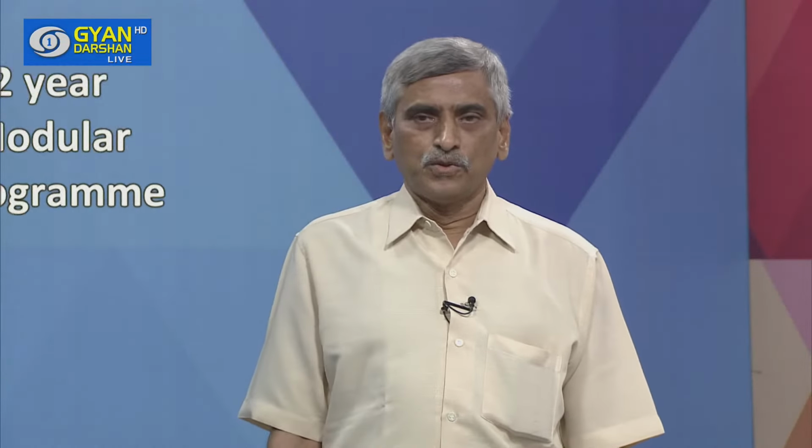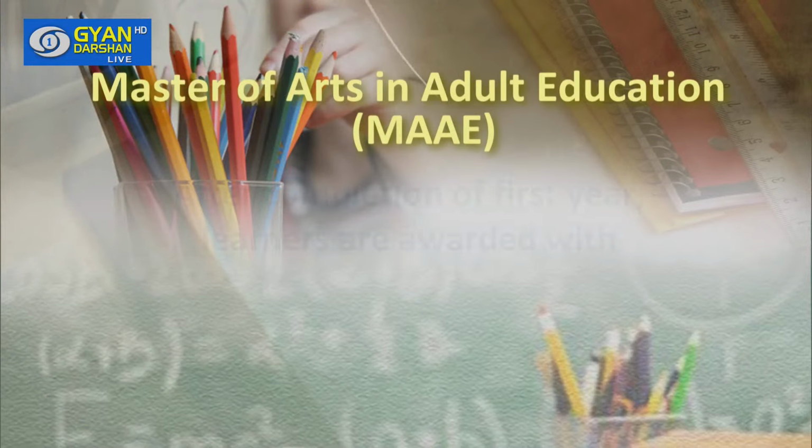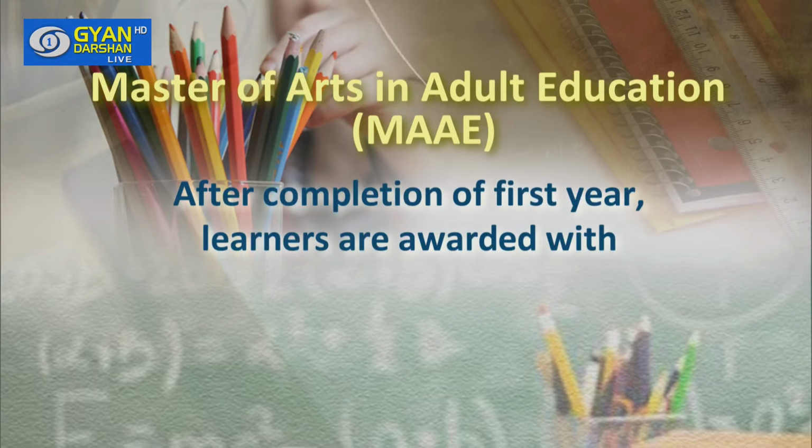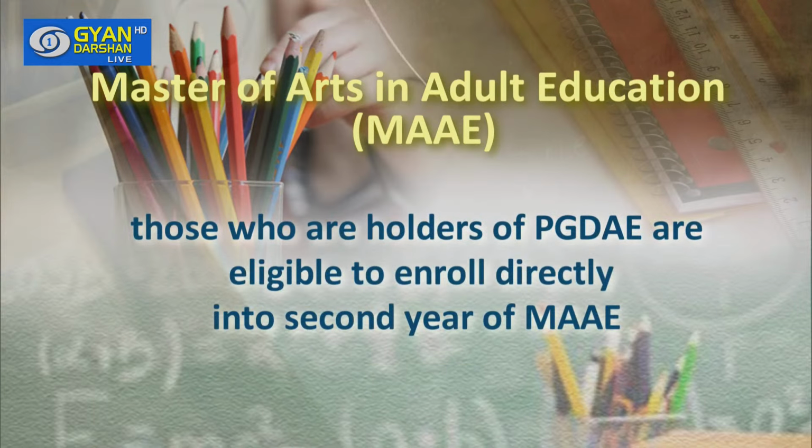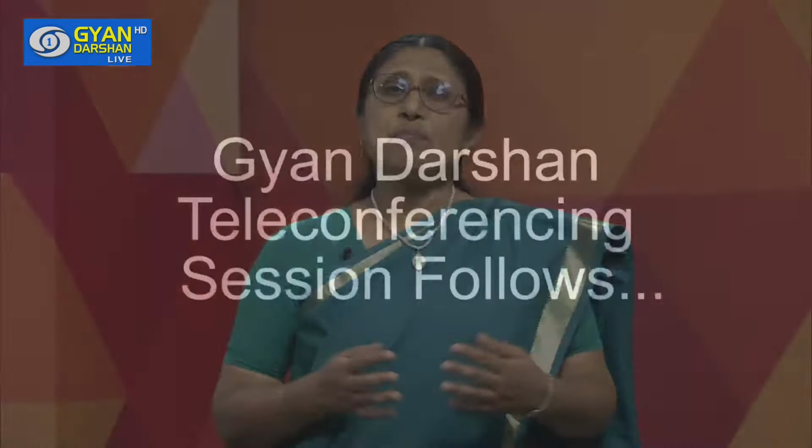MAAE is a 2-year modular program with multiple entry and exit options. Students who complete the first year of the program will be awarded the postgraduate diploma in adult education. In case they want to continue, they will complete the second year program and will be awarded the Master of Arts in adult education.